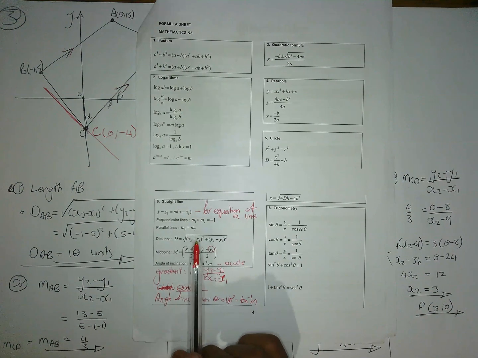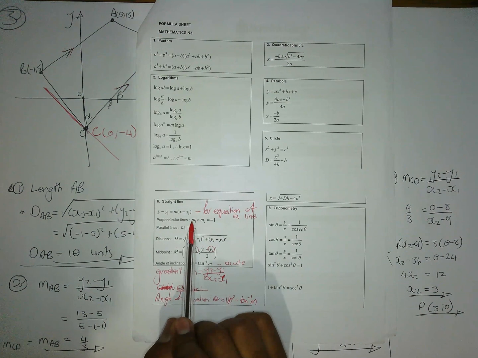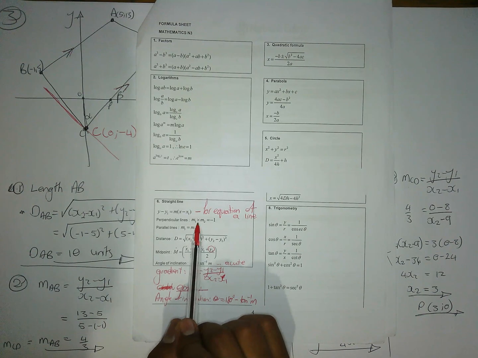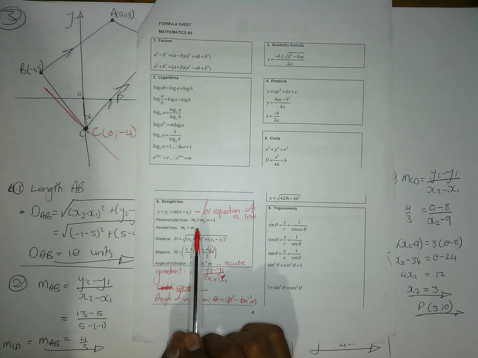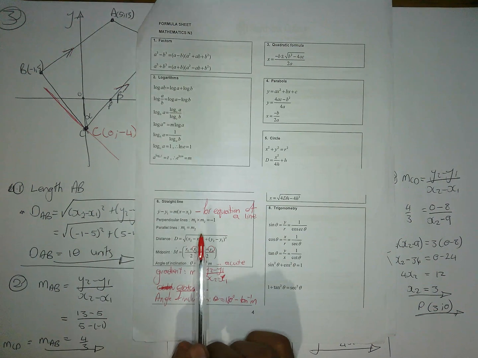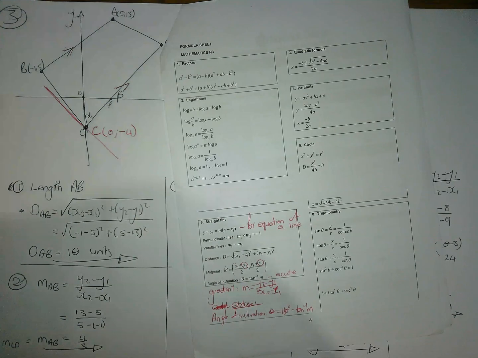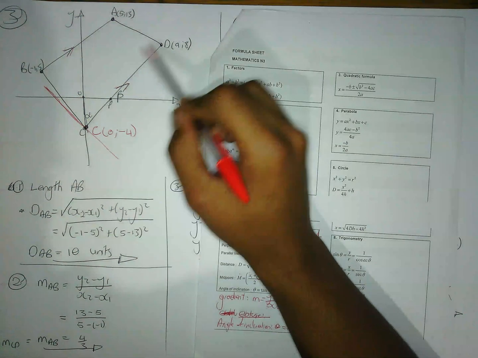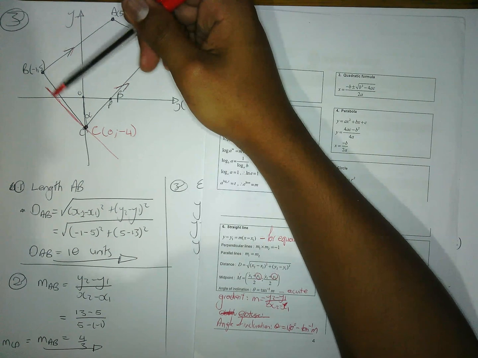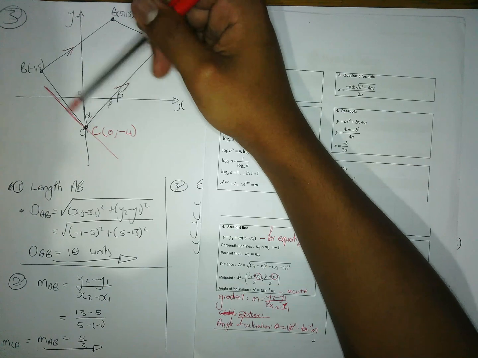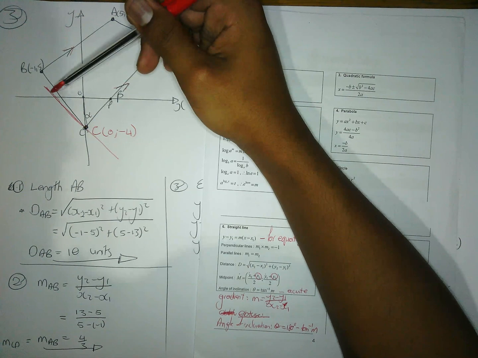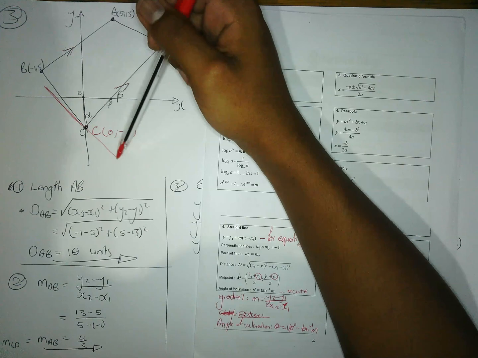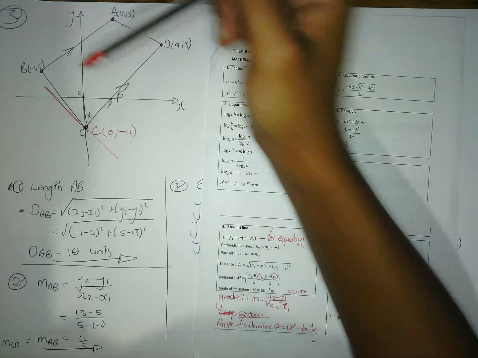All I must do is put in the gradient I do have and either cross multiply or manipulate. Determine the equation of the line in the form of y equals mx plus c that is perpendicular to line CD. We have our CD, and we must determine the equation of this line here. It passes through coordinate C and is perpendicular to line CD.